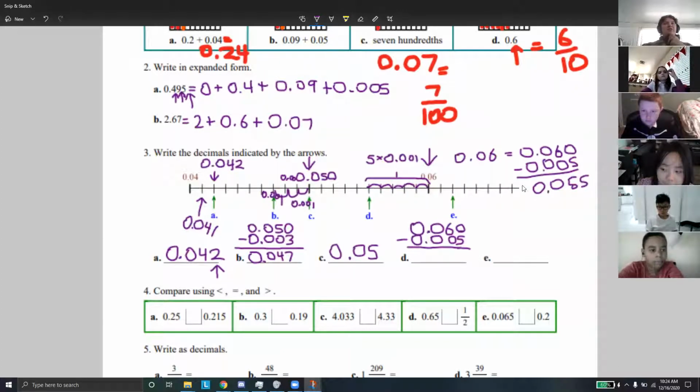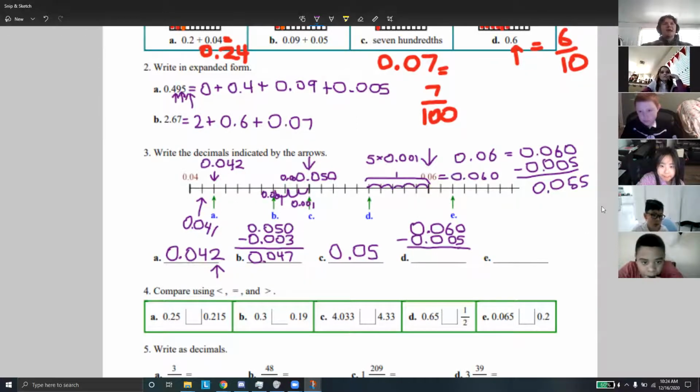And so you just kind of want to try to remember that trick that if we have 600th, well, we know that there are 10 groups of thousandth in a hundredth. And so when I'm looking at 600th, 600th is equal to 60 thousandths.